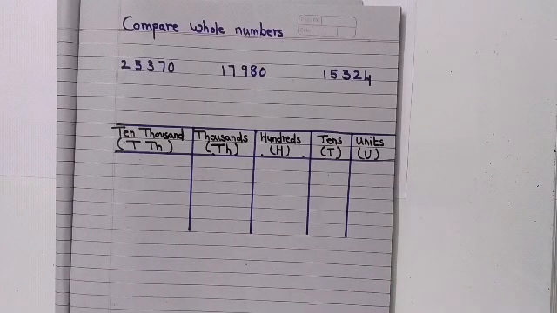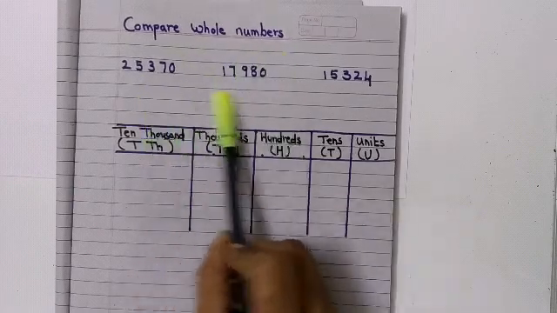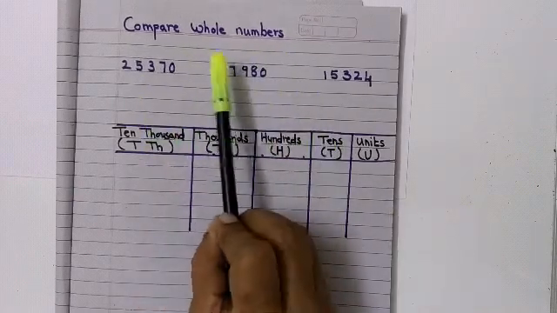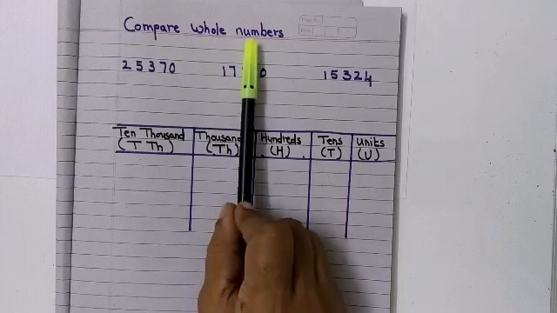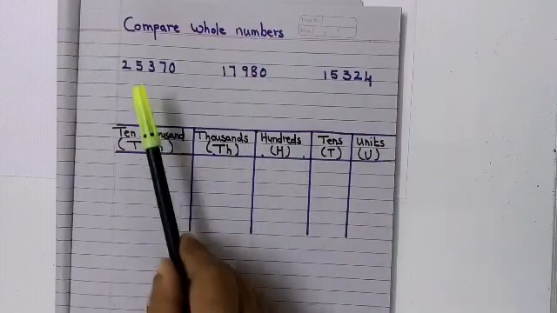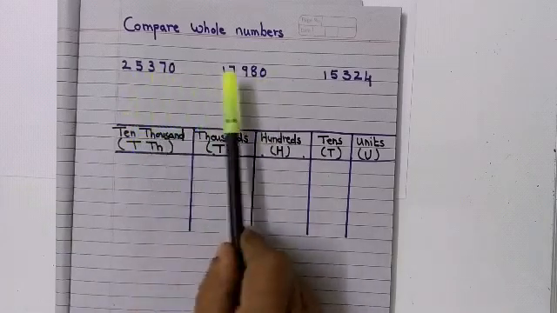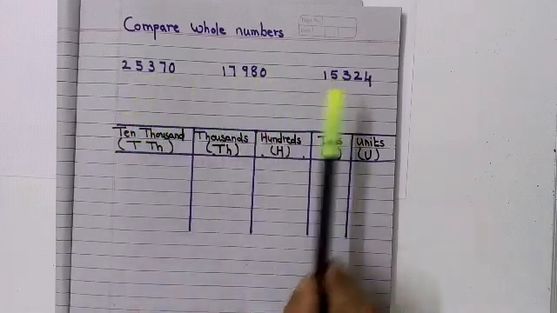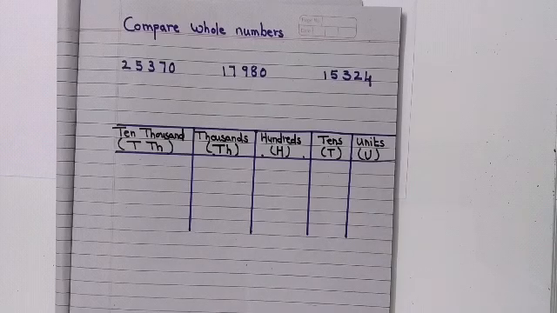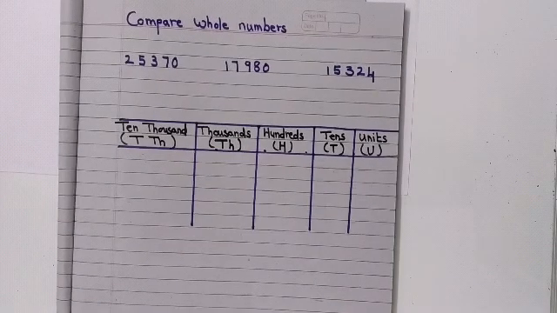Now children, what we are doing is comparing whole numbers. Remember this, when you compare whole numbers, here we are having 3 numbers. It is not between 2 numbers, it is 3 numbers that we are going to compare. Now when you have this compare whole numbers, remember this, children.